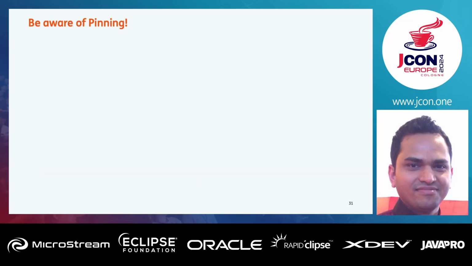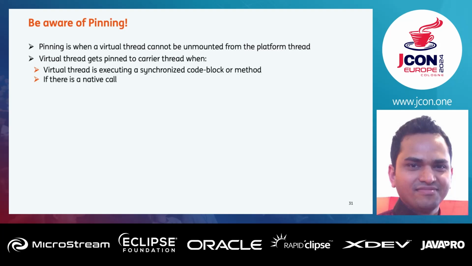And one last thing, and that is to be aware of pinning. Pinning is not really a structured concurrency phenomenon, but more a virtual thread thing. So what is pinning? Pinning is when a virtual thread cannot be unmounted from the platform thread. So the virtual thread gets pinned to the platform thread. When does it happen? It happens when a virtual thread is executing a synchronized code block or a synchronized method, or if there is a native call. And you can identify pinned threads by using JFR, JDK Flight Recorder.